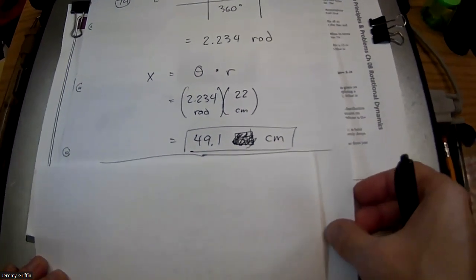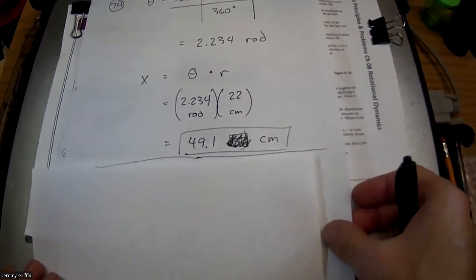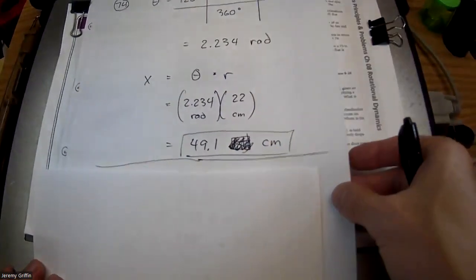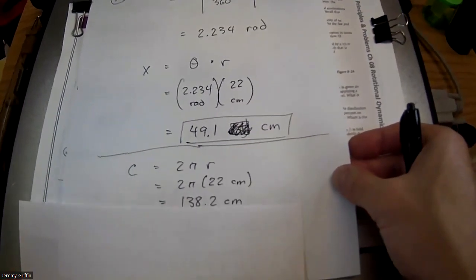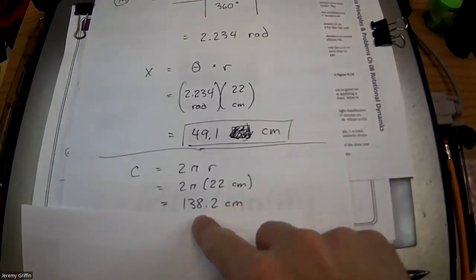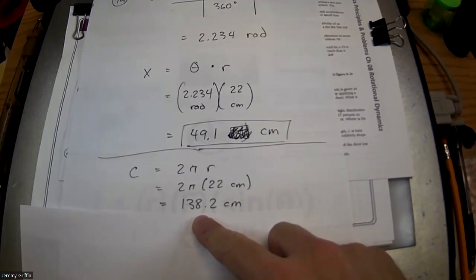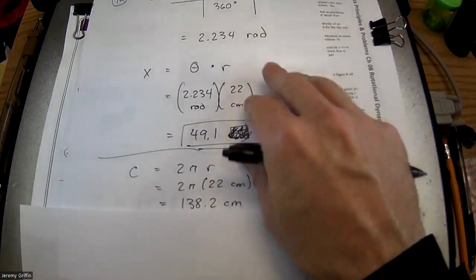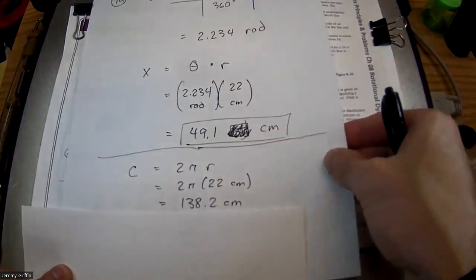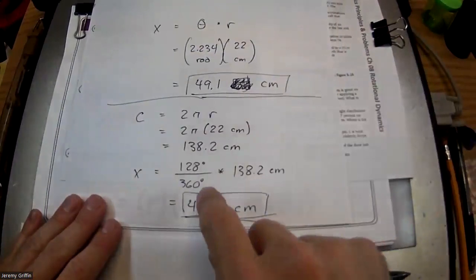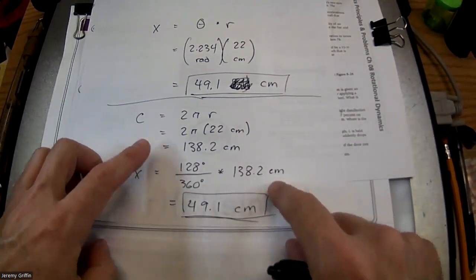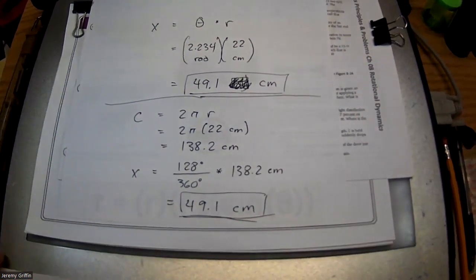You could have solved for the circumference first and then said this 128 degrees is proportional to some fraction of the circumference. So I got the circumference of the wheel is 138 centimeters, circumference equals 2 pi r. And then you can say the amount that the wheel turns is this fraction, 128 degrees compared to the whole thing, 360 degrees. Multiply that by the whole circumference, you still get the same thing. So there are two different ways to get the answer.